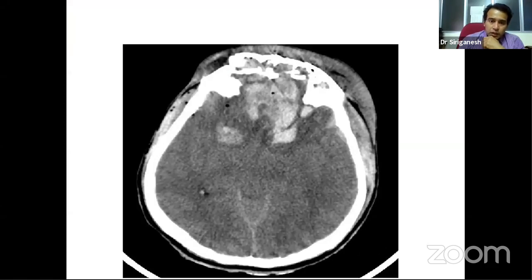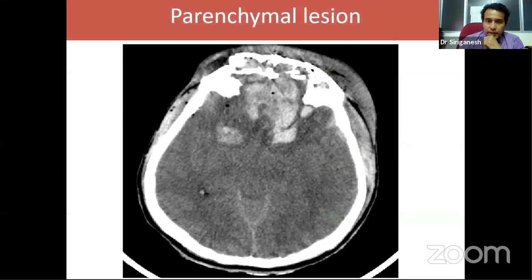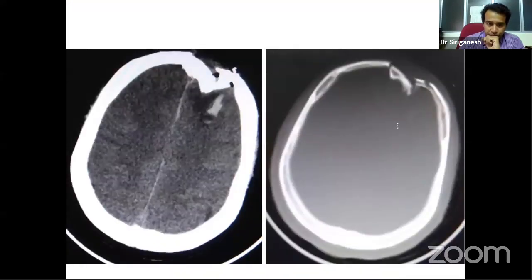The third non-contrast CT brain shows hyperdense lesion in the frontal regions. So this is a bifrontal parenchymal lesion, a contusion. It is associated with significant edema. If you can notice on the scan, there is loss of gray-white differentiation, and the cisterns are full. So again, significant brain edema is present.